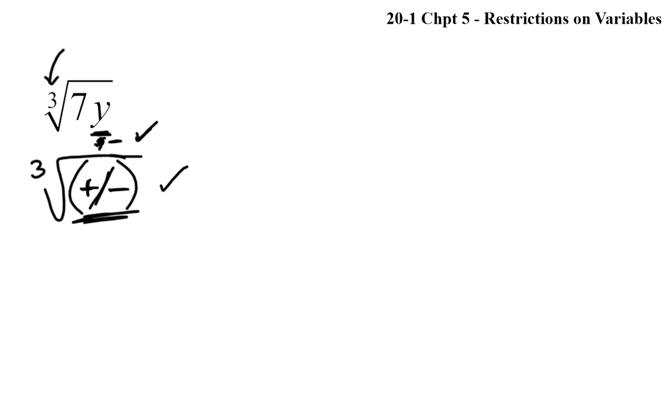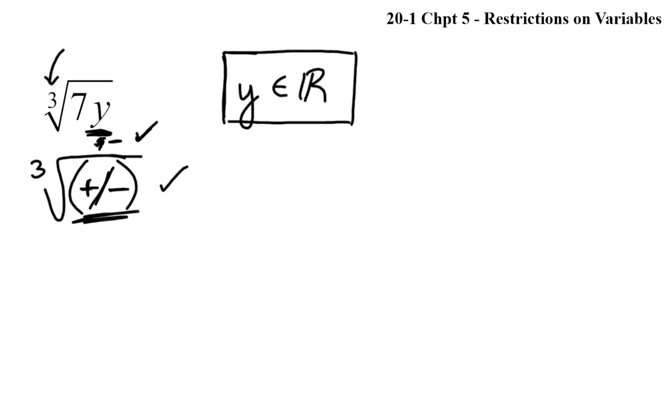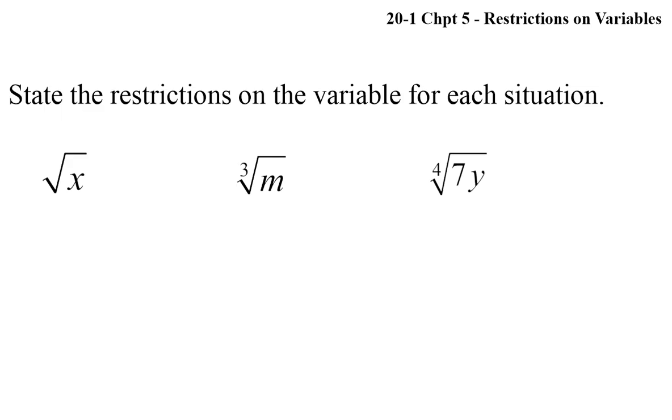So are there any values in this case that won't work for y? There aren't. So in this case, y is a member of the reals. y can be absolutely anything. There's no restrictions because we can cube root positives or negatives, so y can be anything. There's your restriction, identifying what y could be. So here's 3 more. Give them a try and then come back to the video.